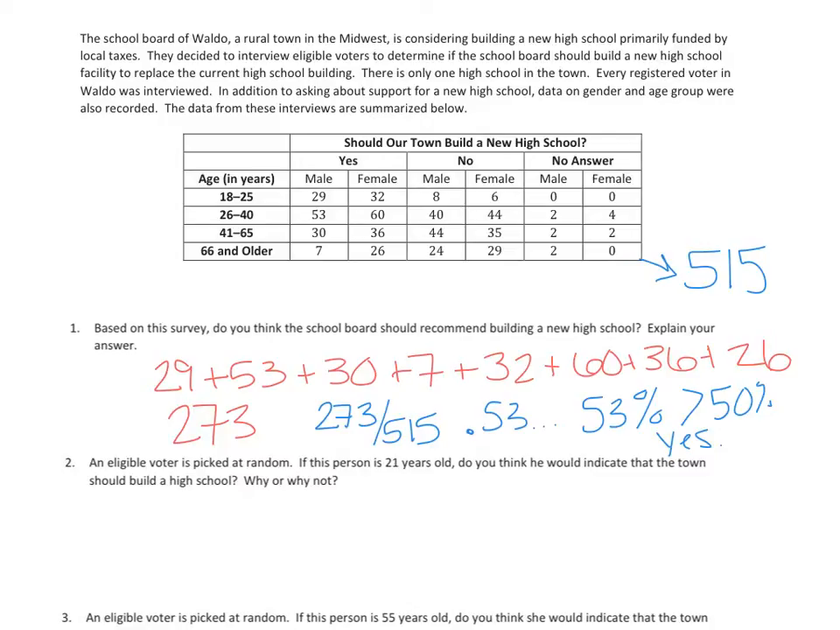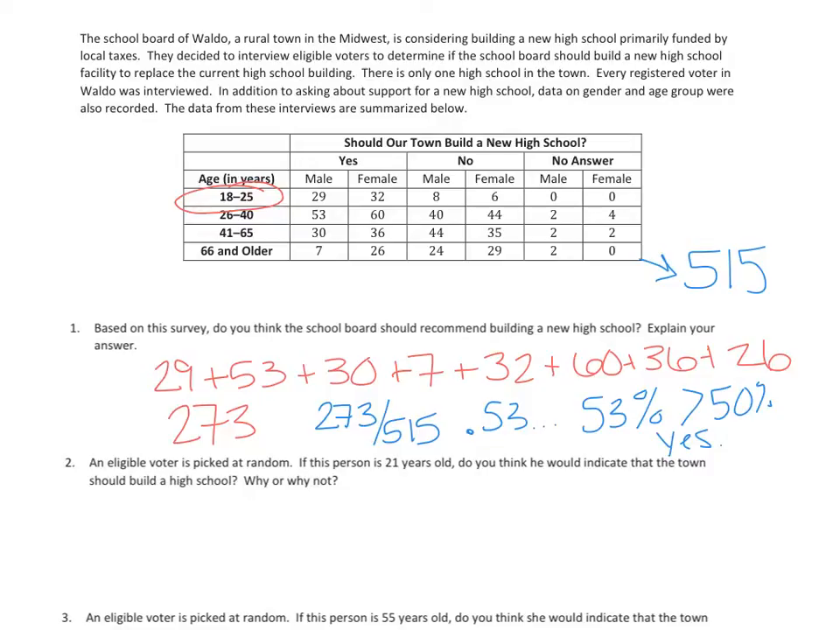Question 2. An eligible voter is picked at random. If this person is 21 years old, do you think he would indicate that the town should build a high school? Why or why not? All right, so the first thing I'm doing is I'm saying, okay, if I'm 21, I'm falling in this age range here.